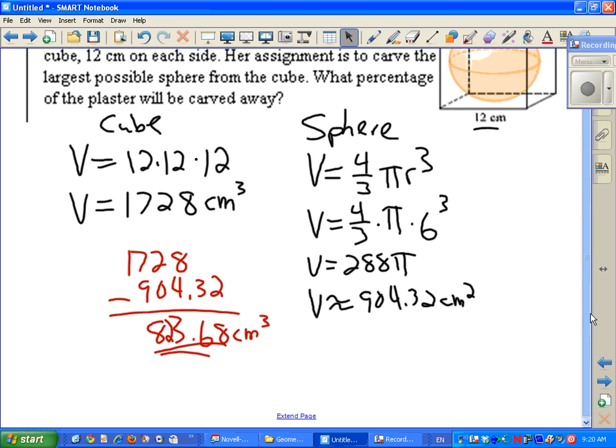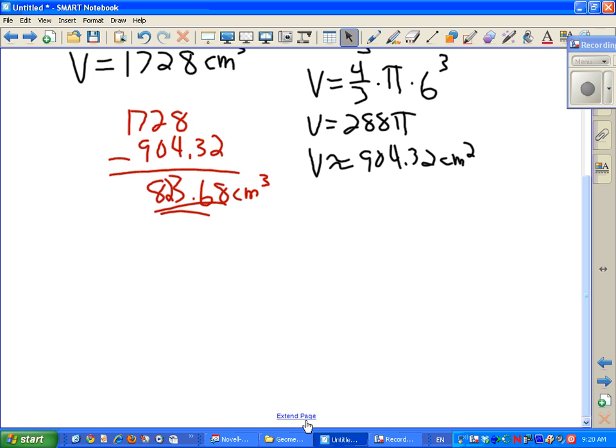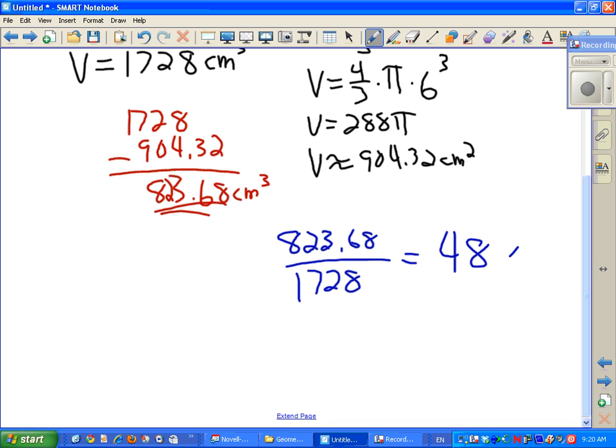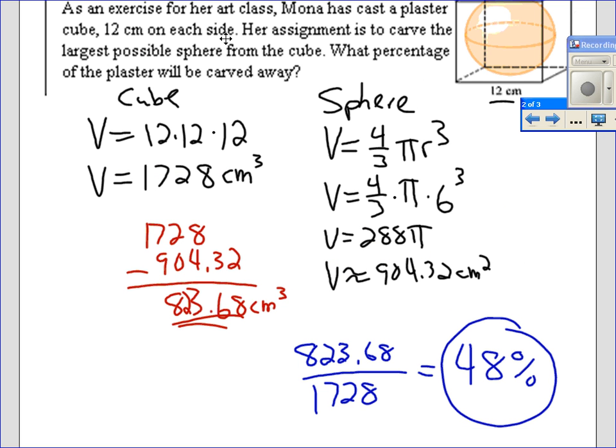And if I want to calculate percentage, then I need to take the amount that's thrown away, 823.68, and divide by the total volume. And if I do that right now, I get 1728. If I round off, it's about 48%. So about 48% of the cube will be thrown away after carving away to leave a sphere there.